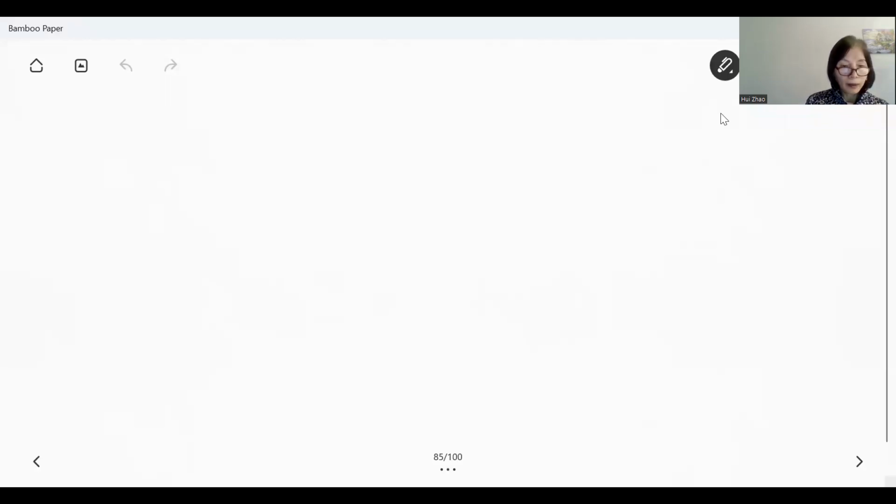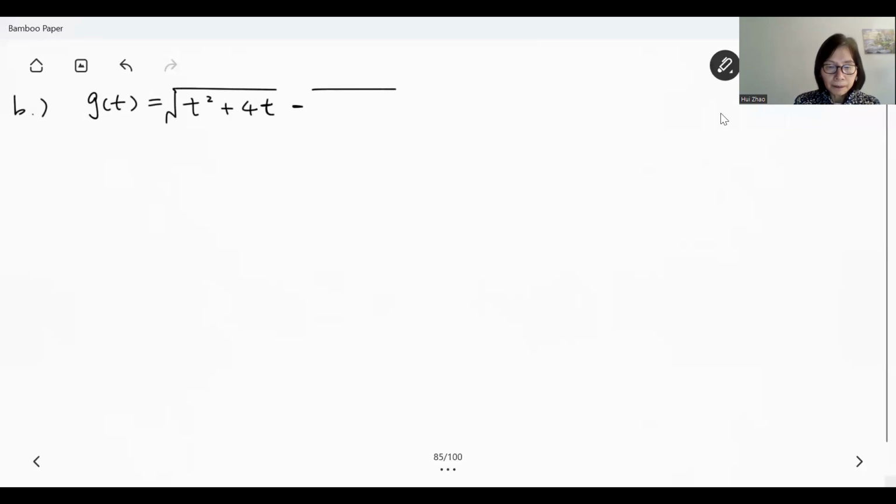Next is for B. B is g(t) equals the square root of t squared plus 4t minus the square root of t squared plus t. Okay. First, you want to identify the domain. So you check the first term, which is the square root of t squared plus 4t.